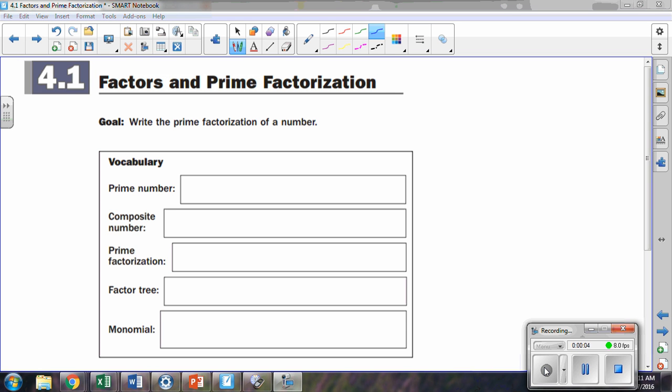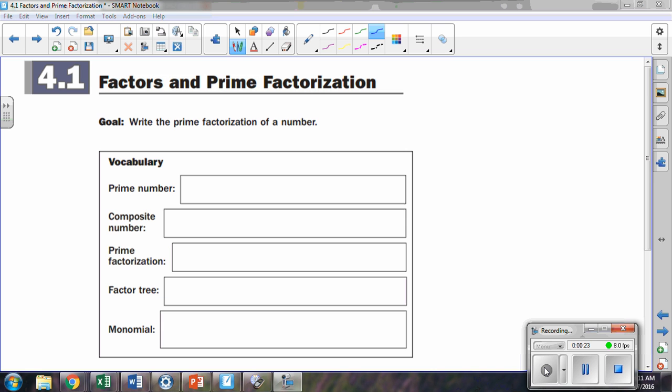In this video, we are going to discuss primes, factors, and prime factorization. In particular, we have the goal of writing the prime factorization not just of numbers, but we also want to get the factorization of monomials.